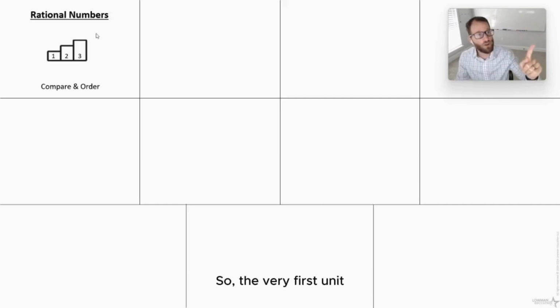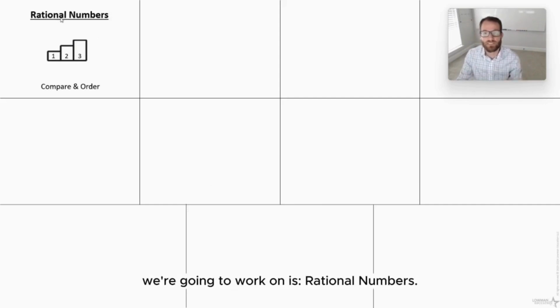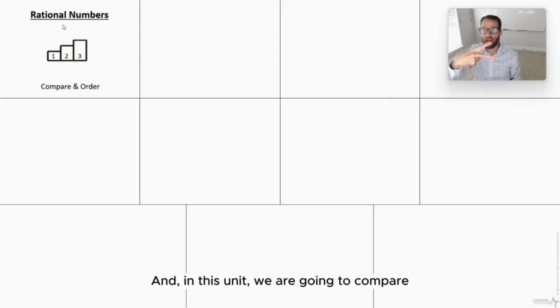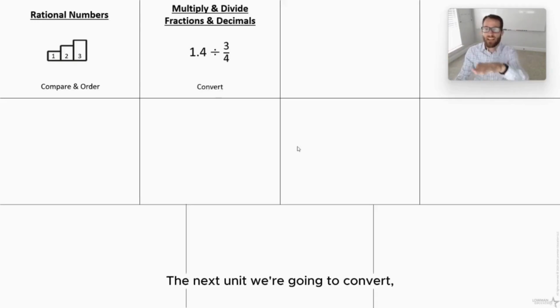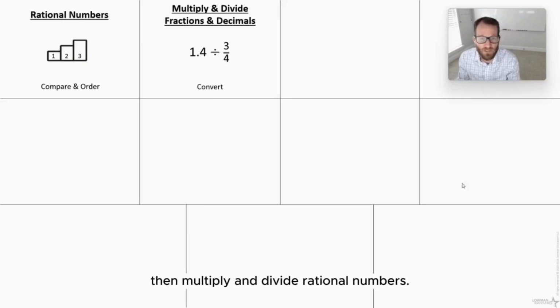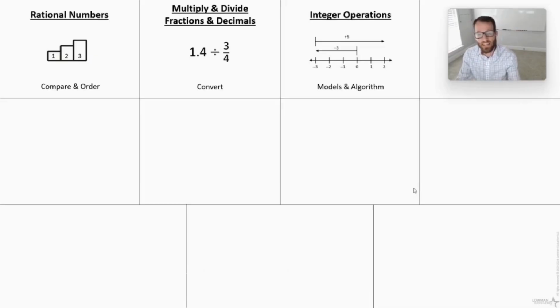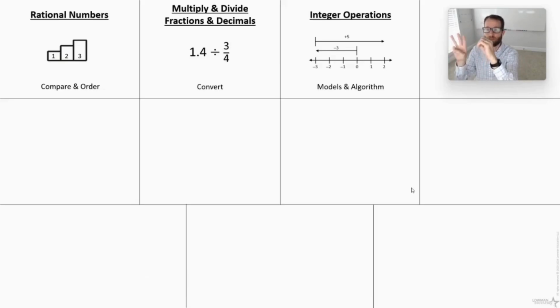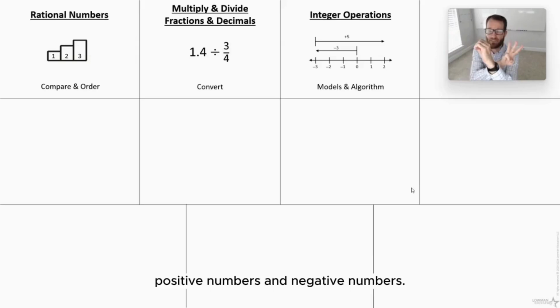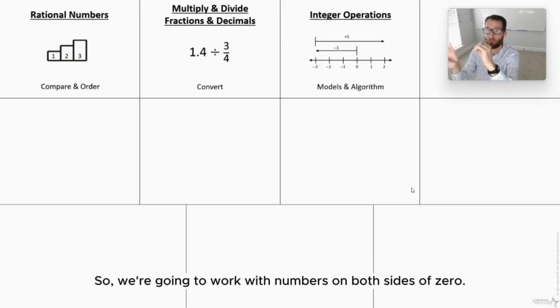So the very first unit we're going to work on is rational numbers. And in this unit, we are going to compare and order rational numbers. In the next unit, we're going to convert, then multiply and divide rational numbers. In the next unit, we're going to use models and algorithms to solve problems involving positive numbers and negative numbers. So we're going to work with numbers on both sides of 0.